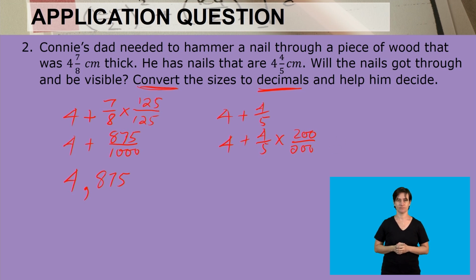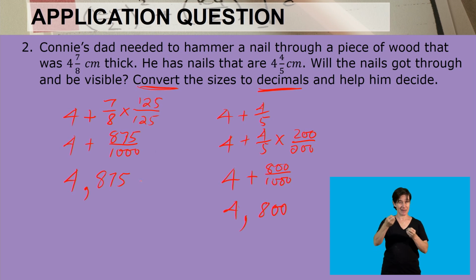The outcome thereof then is 4 plus 4 multiplied by 200 is 800. And 5 multiplied by 200 is 1,000. So as a decimal, it would be 4,800. Let's add our units.